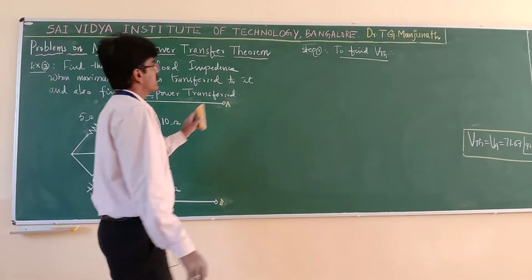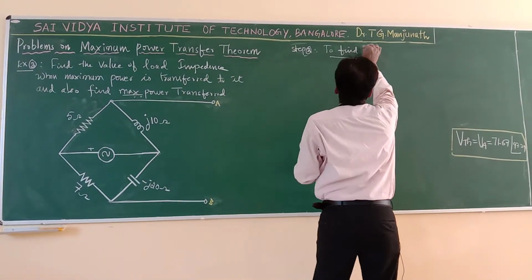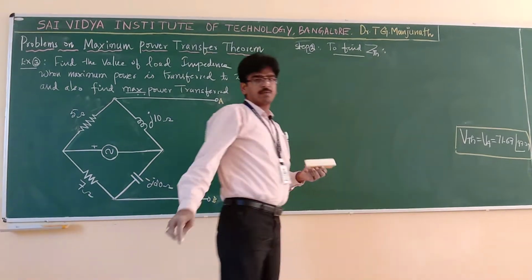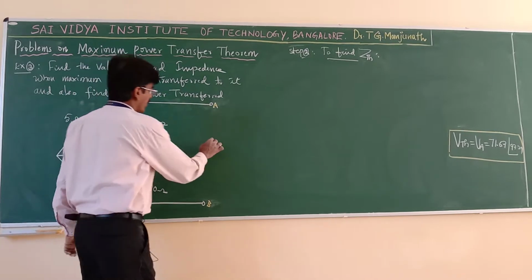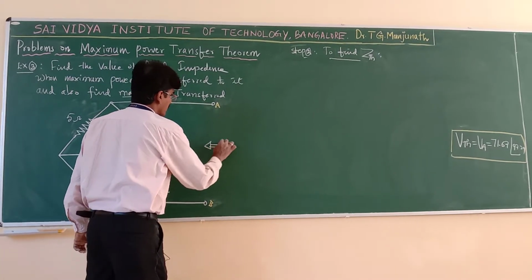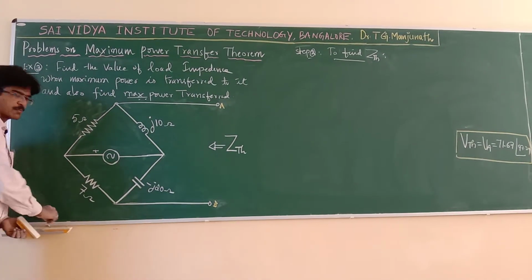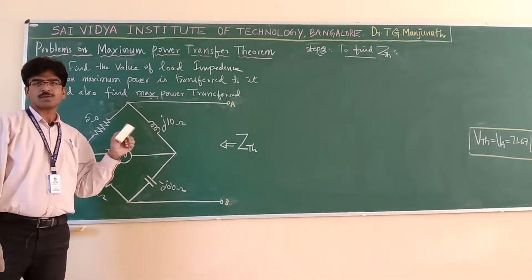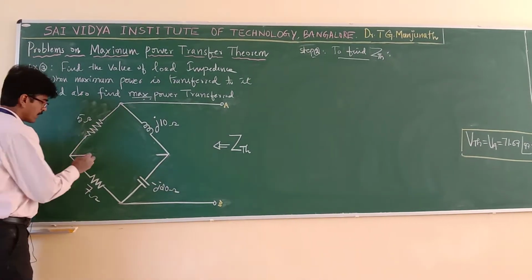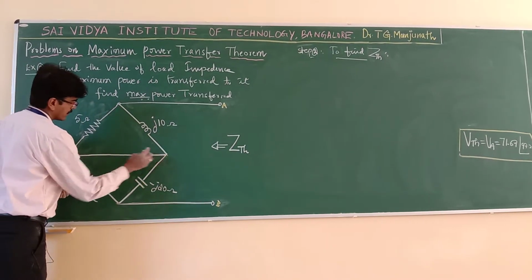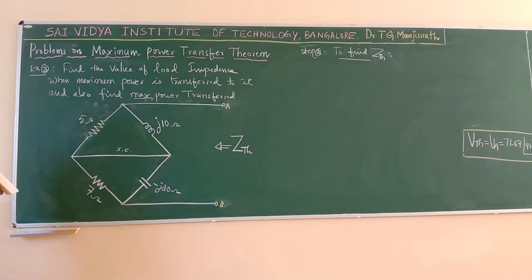Step 2 to find Z Thevenin. So Z Thevenin is nothing but the total impedance of the network. So you have to find it looking into the open circuited terminals, that is your Z Thevenin. To find Z Thevenin, what is the procedure? You have to make all the sources zero. So you have a voltage source. This voltage source is made zero by creating a short circuit. By creating the short circuit, you have to find the total impedance of the network.